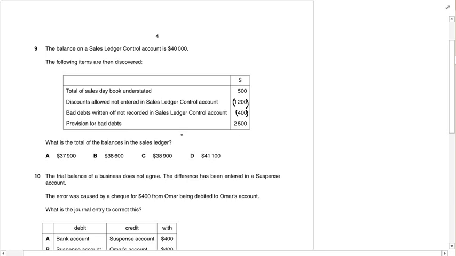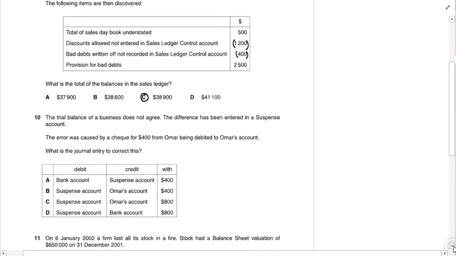So then the question goes ahead to tell us about provision for doubtful debts, but provision for doubtful debts is not supposed to be entered in the control account. So what we have to do is take 40,000 plus 500 minus 1,200 minus 400. We get something like 38,900. That would be the correct alternative.